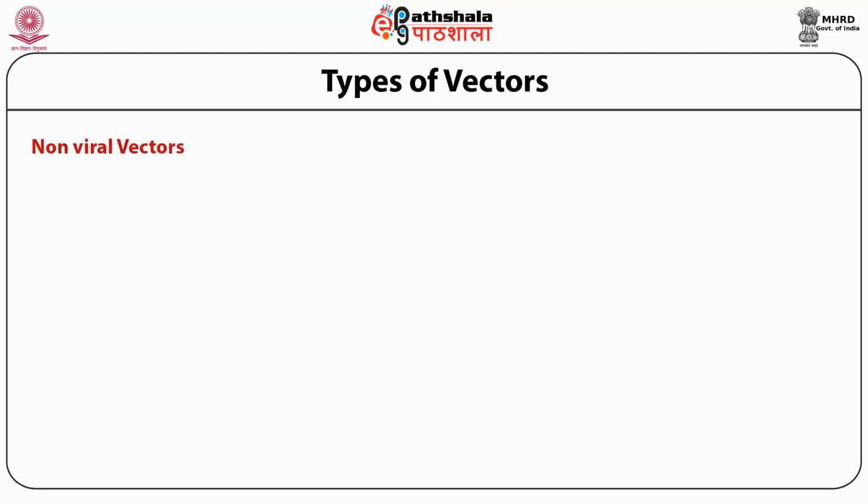Another non-viral vector is liposomes. You have read about liposomes. You must know about liposomes because these are organized lipid structures formed when membranes are put into an aqueous environment. So they form circular organized structures which are known as liposomes or micelles.